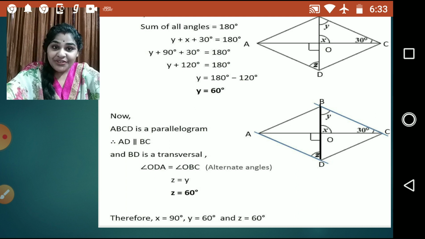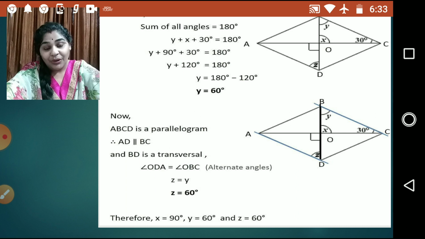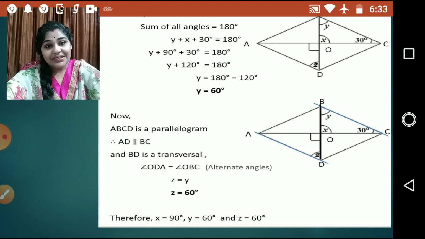I hope you understood, children. So the basic things are very important to remember, all the properties whichever you have learned, right? About the triangle, about all the pairs of angles formed by the transversal, whatever the properties.